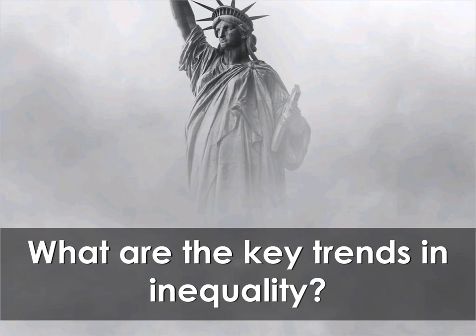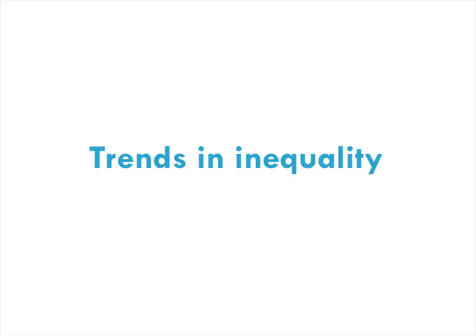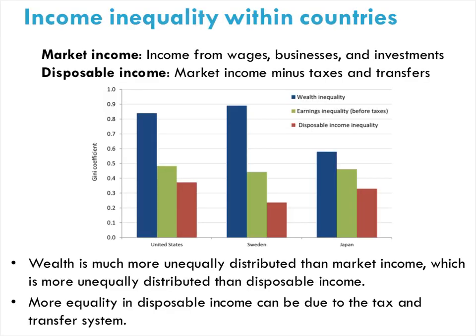What are the key trends in inequality? Let's look at income inequality within countries. What do we mean by income? Well, market income is anything that you earn in the market, basically from wages, businesses, investments. Disposable income is that income left over after taxes and adding any transfers that you receive, for instance, Social Security payments from the government, etc.